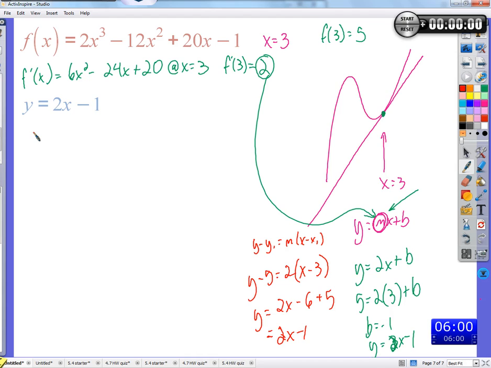Now, at x equals 3, what would you say about these two functions, y and f? They coincide. They meet up. Yeah. They are at exactly the same point. So at x equals 3, we get 5 for both of them.